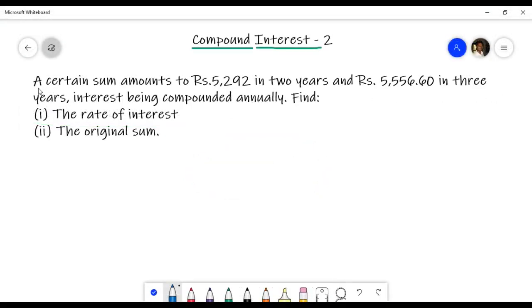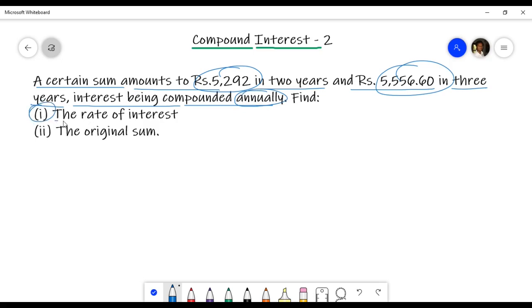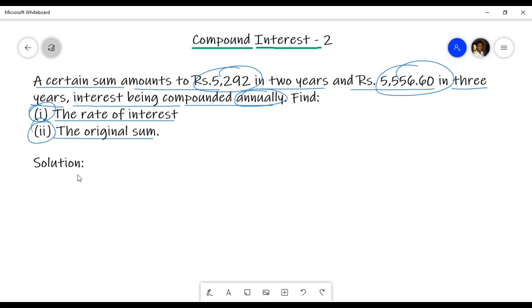Today we will see how to find the rate of interest and the original sum. Here is the question. A certain sum amounts to rupees 5,292 in 2 years and rupees 5,556 and 60 paise in 3 years, interest being compounded annually. So we have to find the rate of interest and the original sum. Let's see how we can solve this problem.